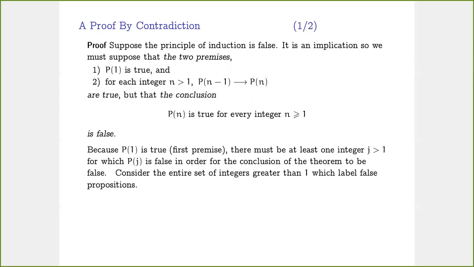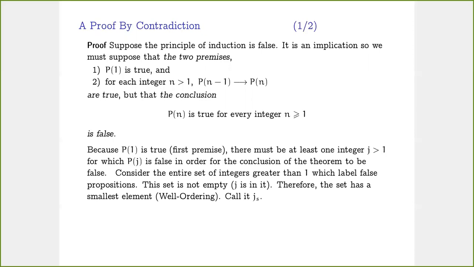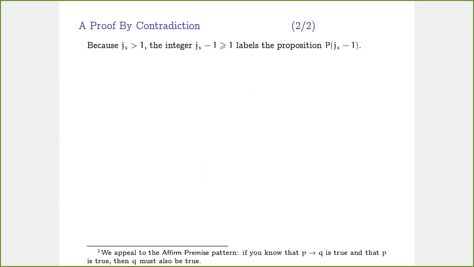Consider the entire set of these integers greater than 1 which label false propositions. The set is not empty. Well, j is in it. Therefore, the set has a smallest element by the well-ordering principle. Let's call it j sub s. Now we're set up to get a contradiction. Because j sub s is greater than 1, the integer j sub s minus 1 is greater than or equal to 1, and also labels a proposition. Even if j sub s is as small as possible, that is 2, 2 minus 1 is 1, and P of 1 is a proposition. So P of j sub s minus 1 is a proposition.